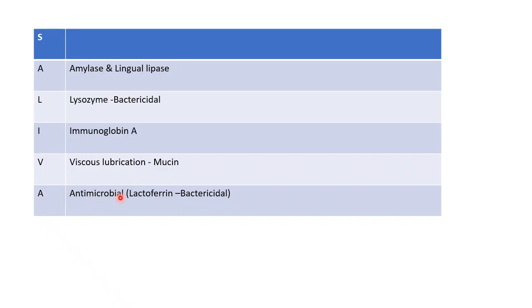Then we have antimicrobial proteins like lactoferrin. It's an iron binding protein. It is also bactericidal, that is it kills the bacteria. If you look at the overall function of the saliva, one is the digestion, other it plays a very important role in the immunity, like immunoglobulins, lysozymes, and lactoferrins.